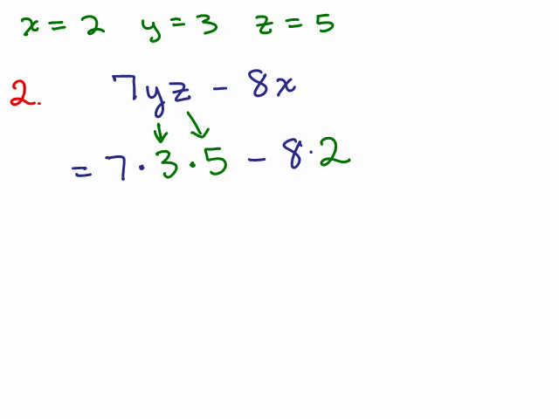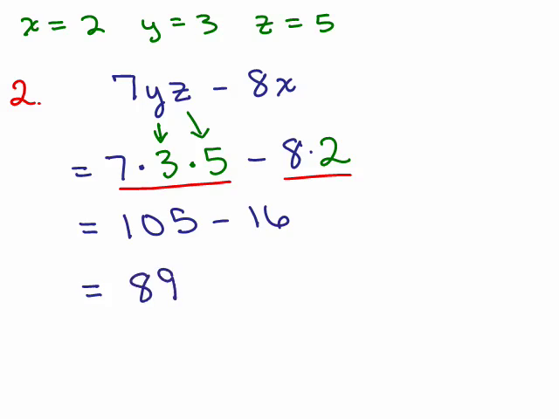All right, now we're going to go back to the order of operations. I've got no parentheses, no exponents, so we do any multiplication or division from left to right. So here's some multiplication and here's some more multiplication. So I need to do both of those multiplications. 7 times 3 times 5 is 105, minus 8 times 2 is 16. So we do 105 minus 16, and that's going to give you 89. And that's number 2.